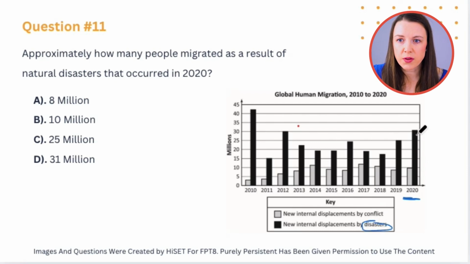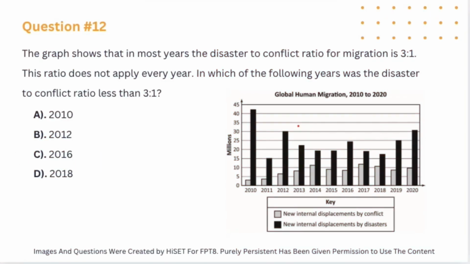So let's go like this. And right up here is where we're looking. We just bring this across and we're at about 30, a little over 30 million. So the answer is D, 31 million. The graph shows that in most years, the disaster due to conflict ratio for migration is 3 to 1. This ratio does not apply every year. In which of the following years was the disaster to conflict ratio less than 3 to 1?